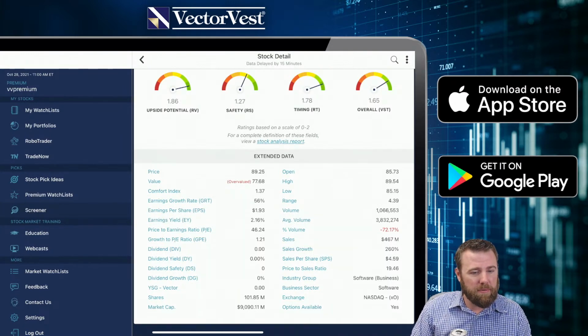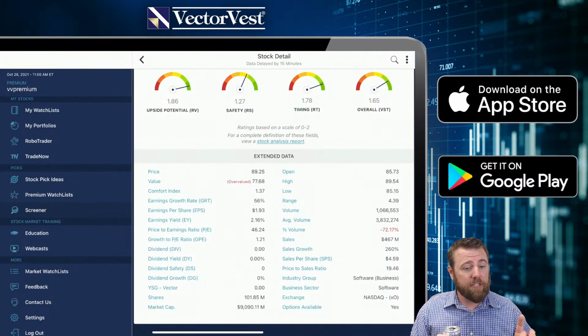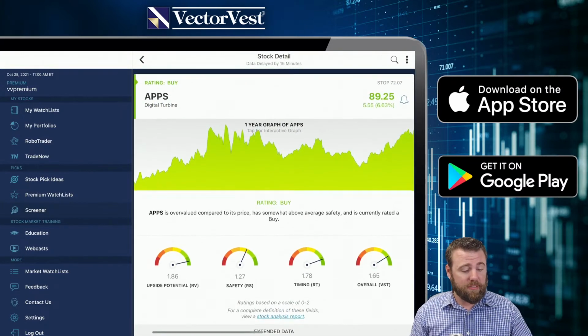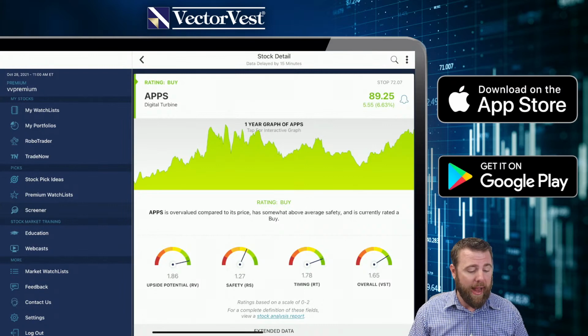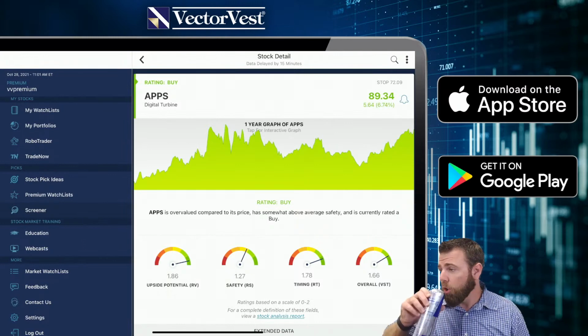What is the stop number 17 less than the price? Jonathan, great question. So that stop number in the upper right hand corner for apps, the price currently is 89.30. The stop price is 72.09.